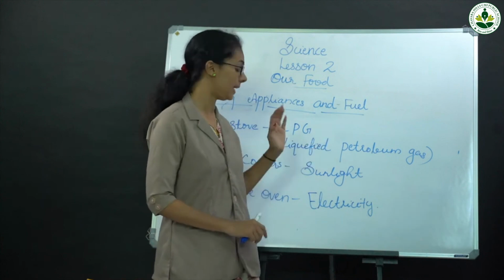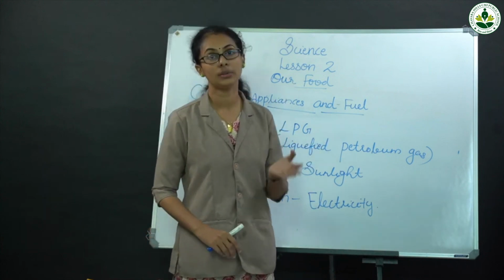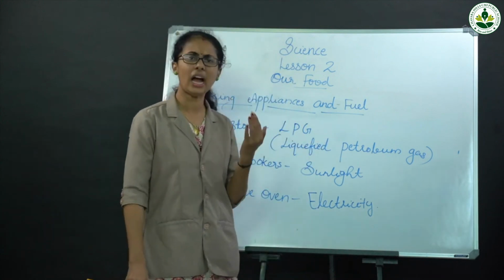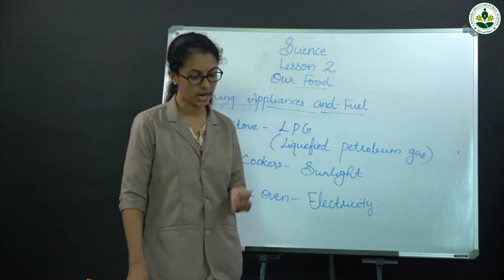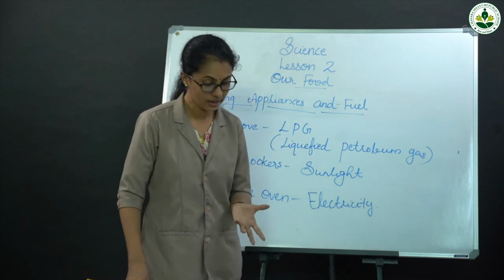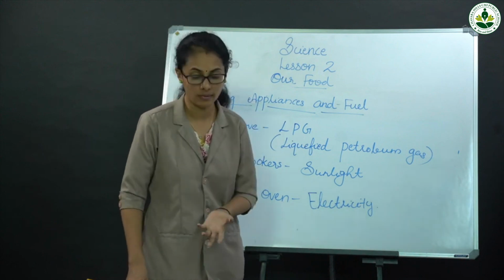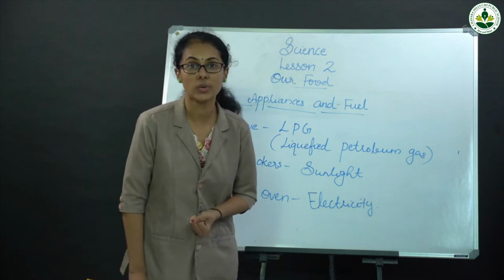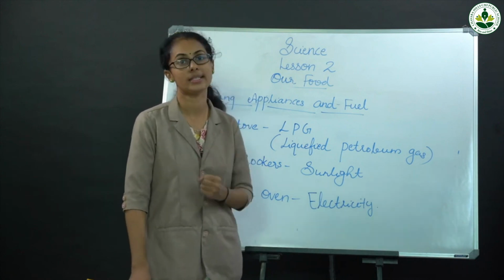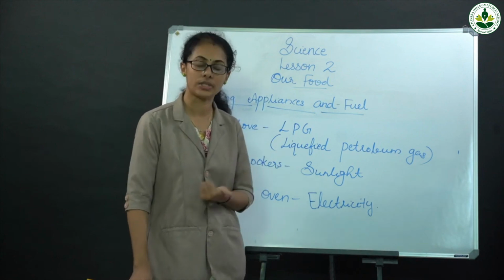The next one is tandoor. Tandoor is a clay oven. The fuels used in tandoor are wood and charcoal. Tandoor is an oldest traditional one. The next one is kerosene stove. Kerosene is the fuel used in a kerosene stove.